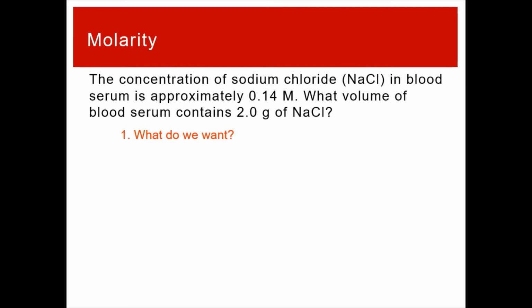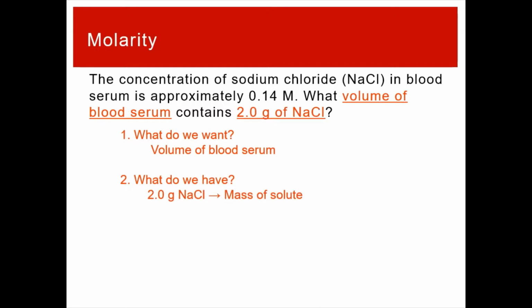So if we think about what we want here, it's the volume of blood serum. Blood serum is not a pure substance, so that's going to be a solution. So we're definitely looking at a solution, so this would be a volume of solution. What do we have? We've got a couple different pieces of information. First, we can see that it is 2 grams of NaCl. Again, you'll note that word contains, that's a sign that that's solute. So we have the mass of solute given to us.